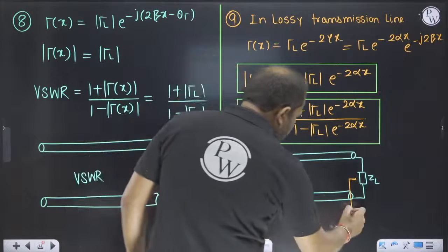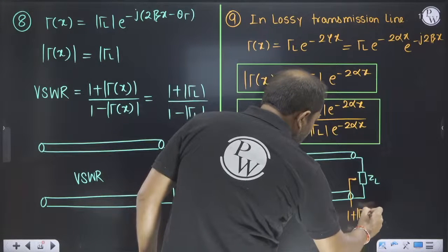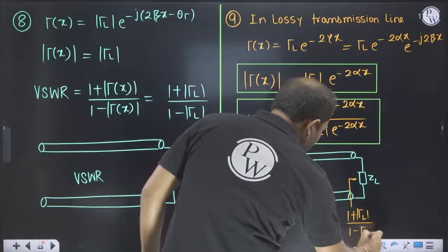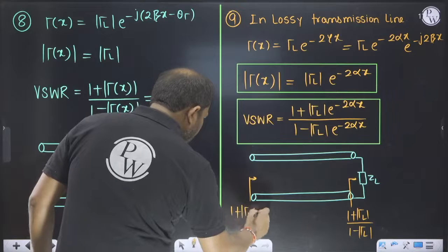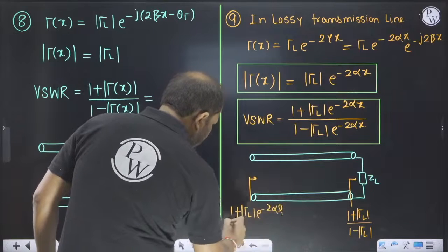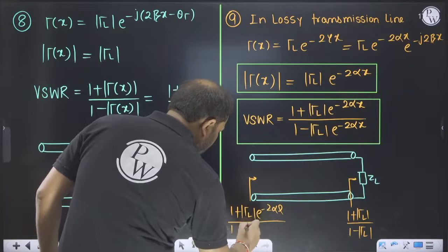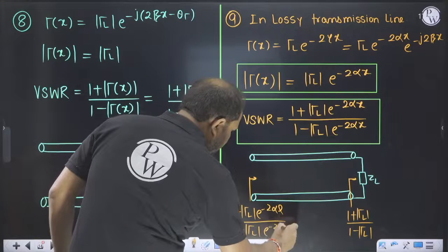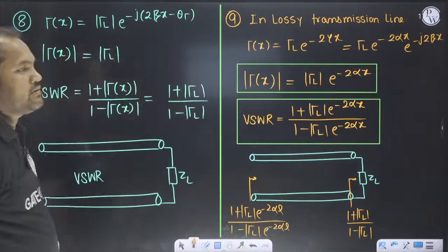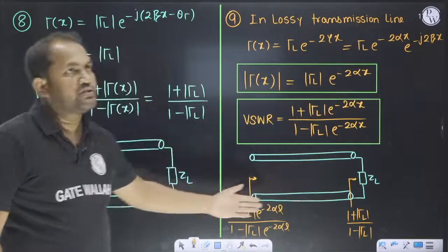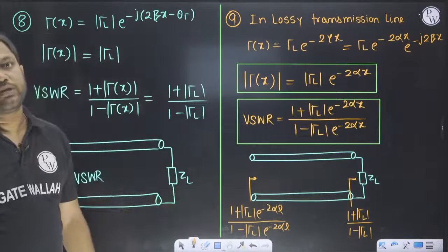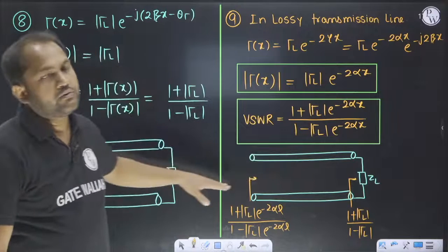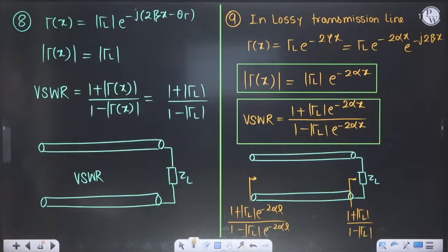What is the VSWR? Here VSWR is 1 plus mod gamma L over 1 minus mod gamma L. But here VSWR is 1 plus mod gamma L e to the power minus 2 alpha L divided by 1 minus mod gamma L e to the power minus 2 alpha L. So here the reflection coefficient magnitude is not the same. In this case the VSWR value will change according to the length.